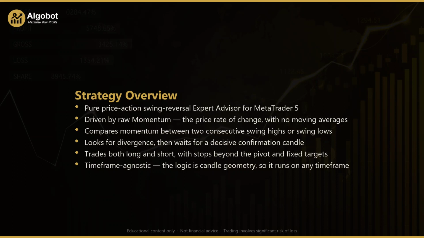The core idea is comparison. A healthy uptrend should keep making higher highs, and each new high should be backed by strong upward momentum. If price grinds out a fresh new high, but the momentum behind that high is weaker than it was at the previous high, something has changed under the surface. Buyers are getting tired. That mismatch, a new price extreme that momentum refuses to confirm, is what this strategy calls divergence, and it's the heart of every trade.